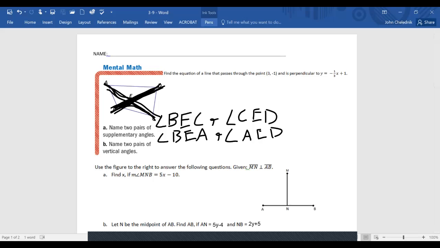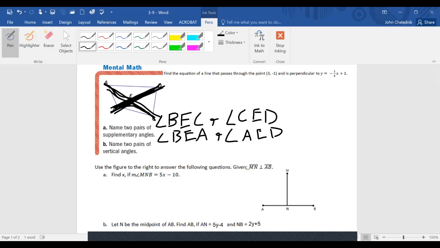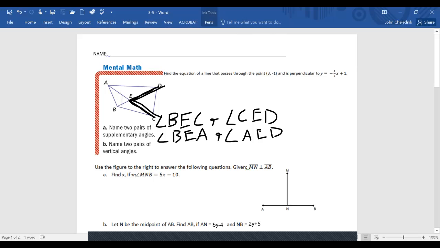Now, vertical angles we have not learned about yet, but I'm going to tell you right now that they're angles that are across from each other, okay? So, for example, angle BEC and angle AED, they are vertical angles, okay? They're across from each other, this angle and this angle.